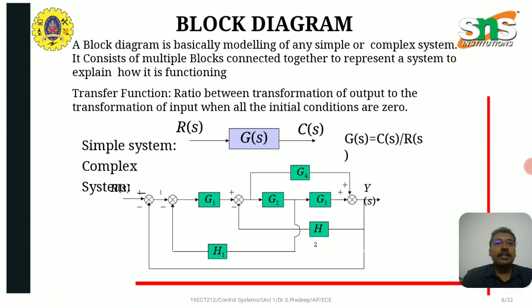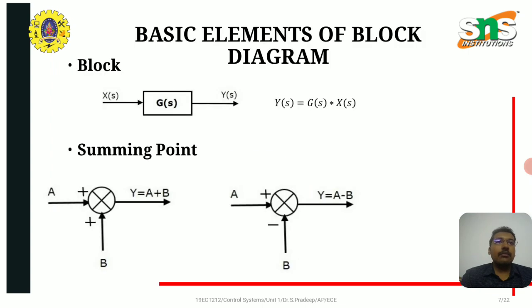A simple system is given as the input R of S is given to the block G of S and the output is C of S. G of S is represented by C of S divided by R of S. A complex system consists of many number of G's and one feedback system H. Basic elements of block diagram. It comes summing point.